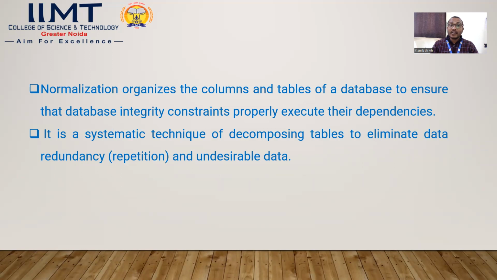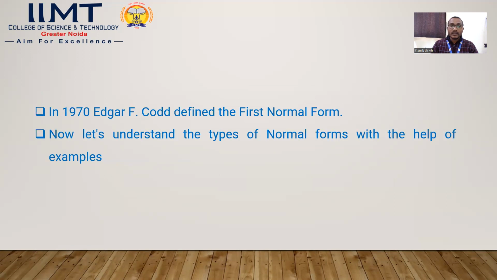Normalization organizes the columns and tables of a database to ensure the database integrity constraints properly execute their dependencies. How to execute dependencies in the database? We will discuss that in database dependency. It is a systematic technique of decomposing tables to eliminate data redundancy or repetition and undesirable data. In 1970, Edgar F. Codd defined the first normal form.